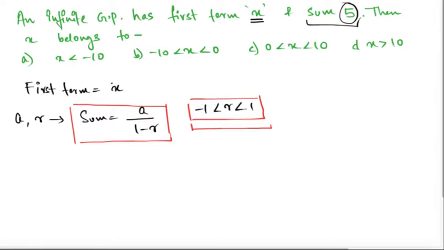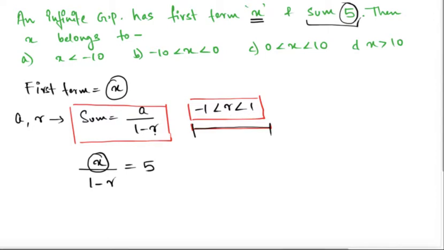So a is my first term, which is given as x. So x upon 1 minus r, letting the common ratio be r itself, and this value is equal to 5. Now, how can I find from where to where this x belongs? One condition that we just saw is that r is between minus 1 and 1.